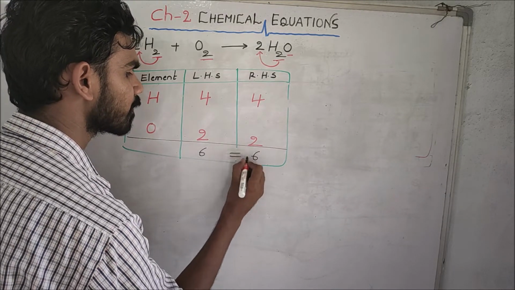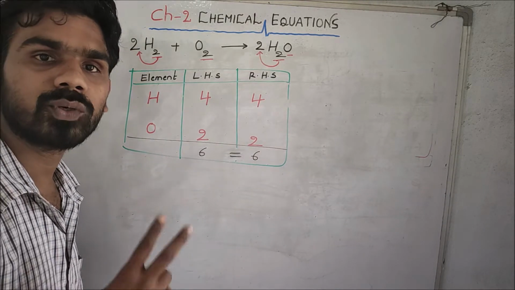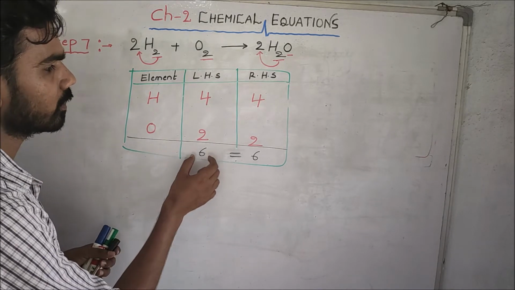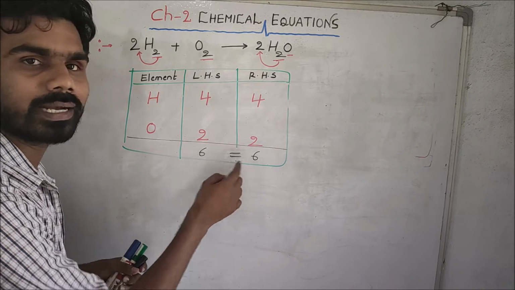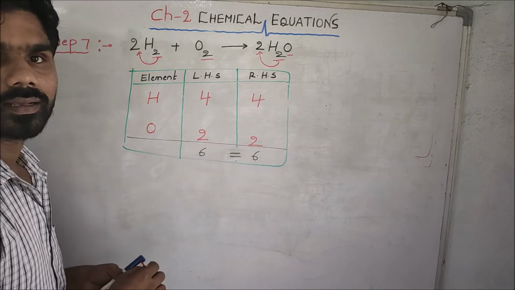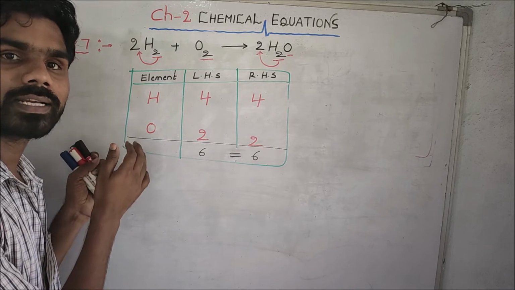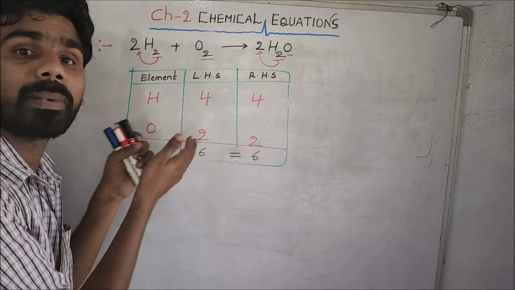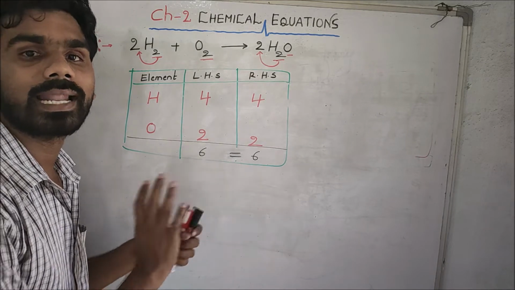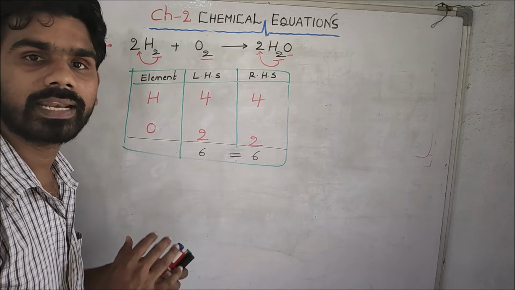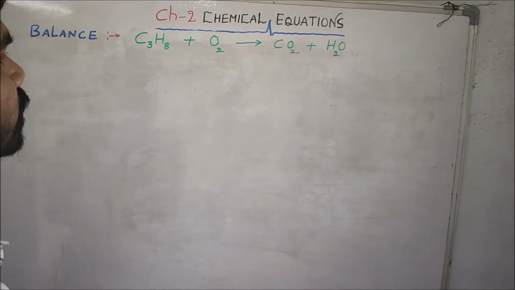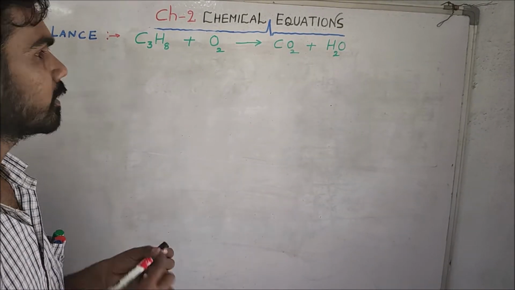Yes. In step 2, it was an unbalanced chemical equation. We did not get equal. Now here we got equal. From the unbalanced chemical equation, we have made the balanced chemical equation. So this is called balancing. Hope it is very easy. Now we'll see the second example.